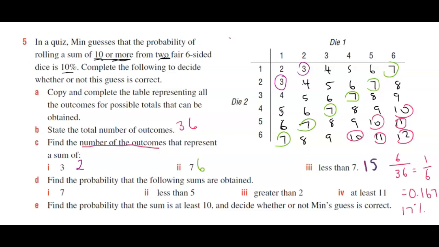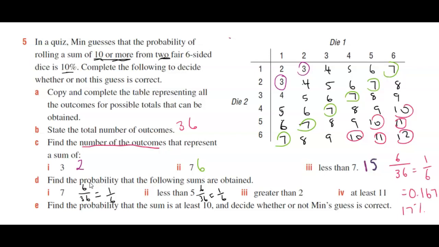So we're not including 7. Sorry, I'm having a bit of a blank. Less than 7, so it's not including 7. Find the probability that the following sums are obtained. So 7 we found was 6, so it's going to be 6 over 36. So the probability of that is 1 over 6. Less than 5, so we've got 1, 2, 3, 4, 5, 6. Oh, it's the same thing. 6 over 36, which is 1/6.